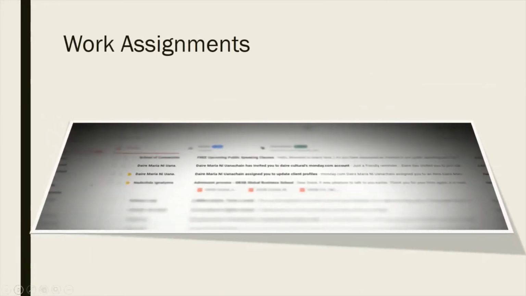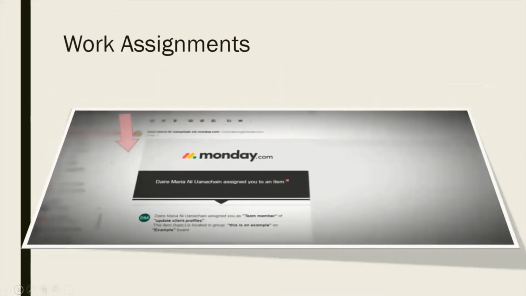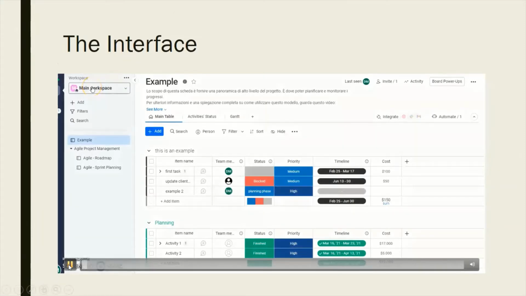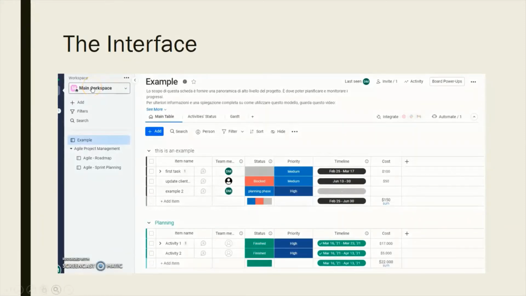Once you have spent some time getting to know how the collaborative tool works, check your email again for your assignments. When you accept the assignment, you will be redirected to monday.com, where you will have access to your workspace. So this is your example workspace.